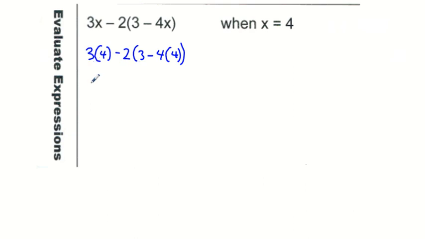So 3 times 4 is 12 minus 2, and we're going to simplify inside this parentheses here. We have 3 minus 4 times 4, and 4 times 4 is 16. 3 minus 16 is going to be negative 13. And so we have 12 plus, because minus minus, 26. So our evaluation here for x equals 4 is 38.